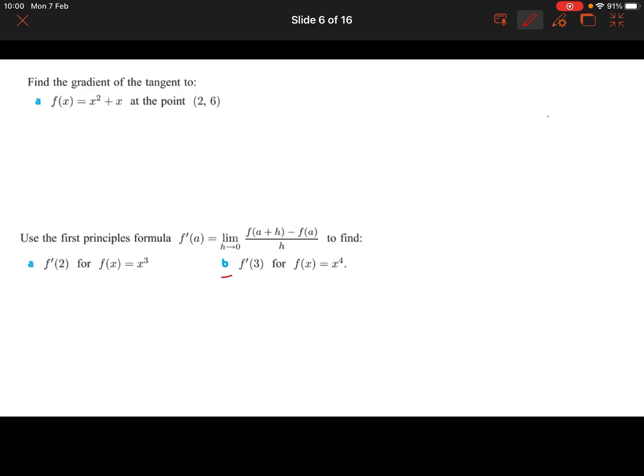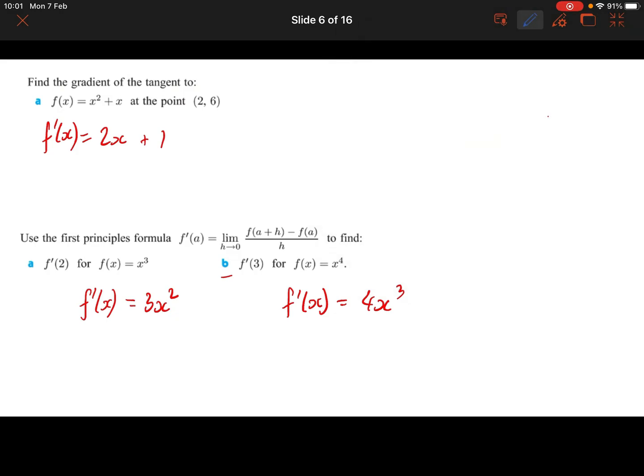But notice that x squared became 2x and x became 1. Notice that x cubed, that was when I was finding my gradient function, became 3x squared. Notice that x to the power of 4 became 4x cubed. Perhaps you can spot a pattern, okay? Just maybe stop your video and see if you can think about what the pattern is yourself, a rule that we can simply follow for finding the gradient function.